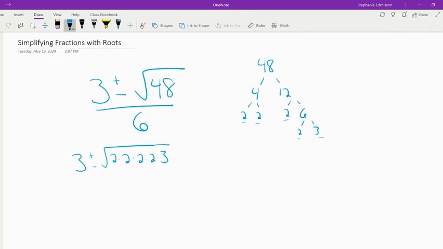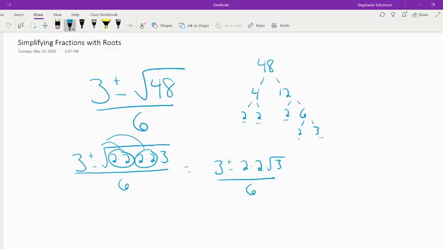I want to make sure my square root sign is long enough to include all of my numbers, otherwise I might get mixed up. And this is all over 6. Now we know what to do here. We circle our pairs of numbers, and those go out of the root sign, and the leftover stays inside. So this is the same thing as saying 3 plus or minus 2 times 2 root 3 over 6.